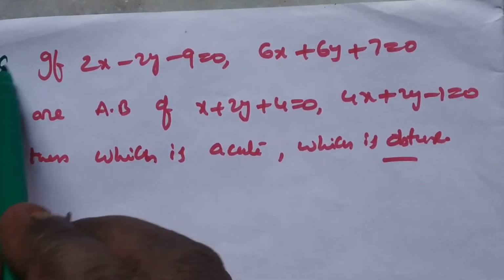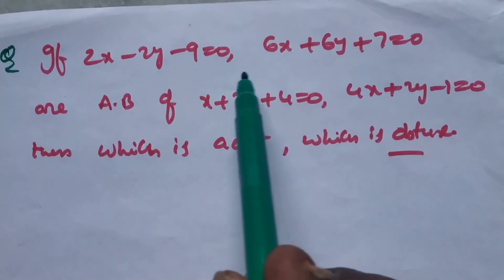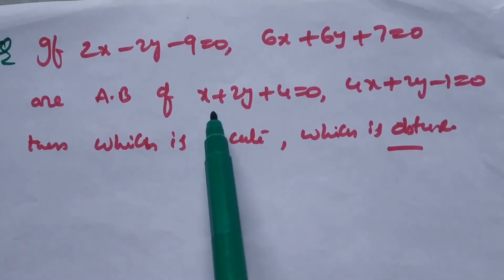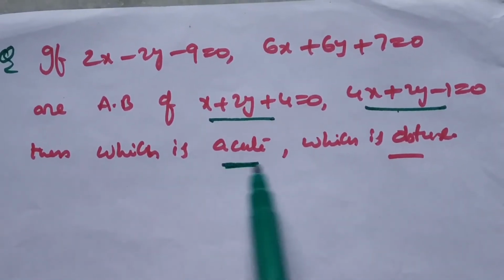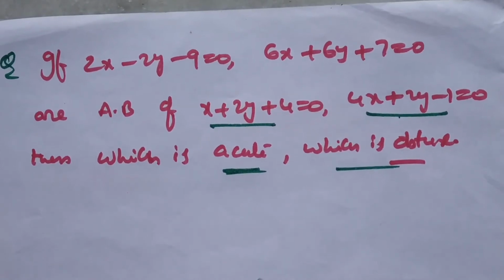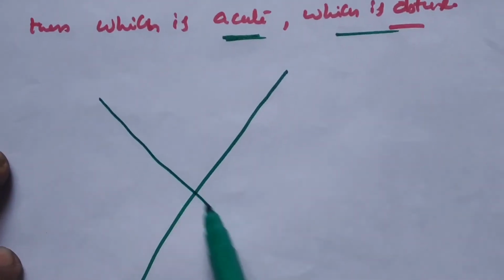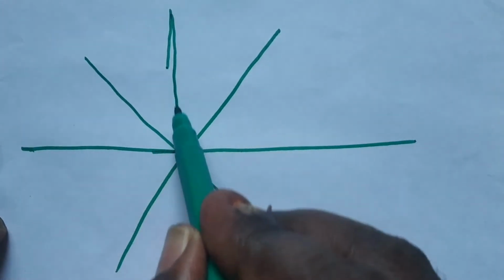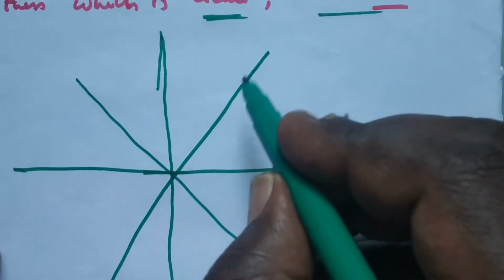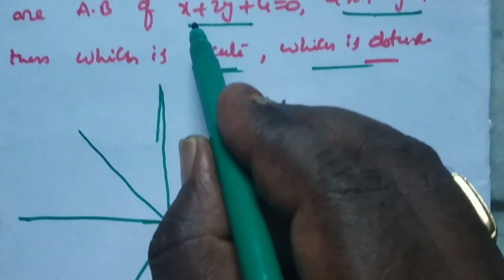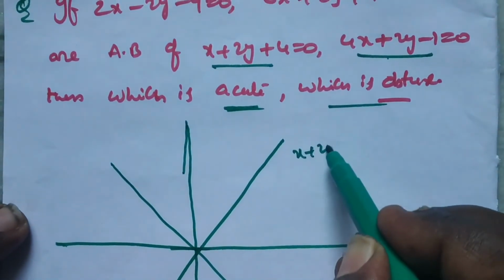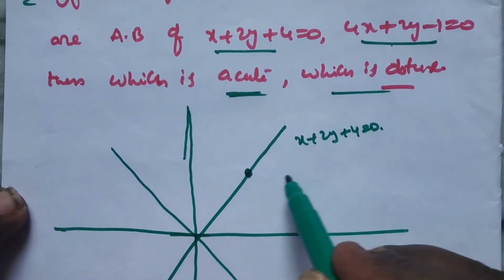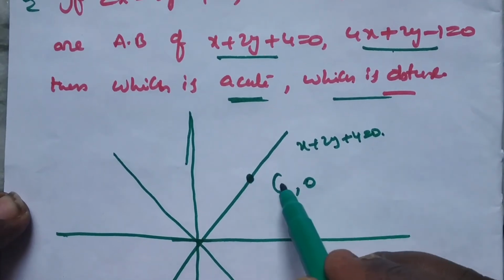See this question. If 2x minus 2y minus 9 equal to 0, 6x plus 6y plus 7 equal to 0 are the angular bisectors of these two given lines, then which is the acute angular bisector, which is the obtuse angular bisector? These are the two equations. Their angular bisectors are also given to you. So one of the equations is x plus 2y plus 4 equal to 0. Take any point on this line. For y equal to 0, what about x? Minus 4.